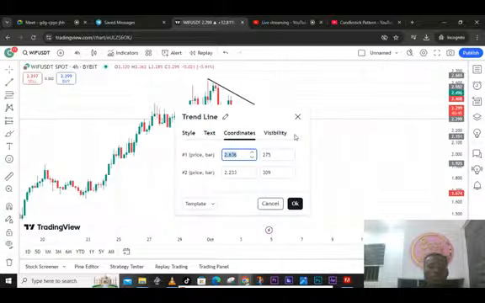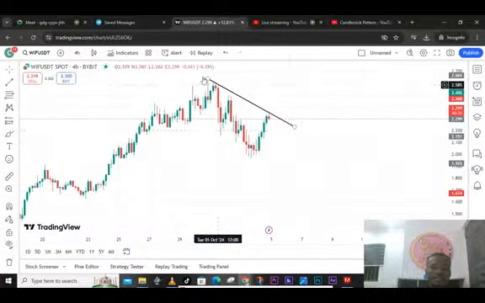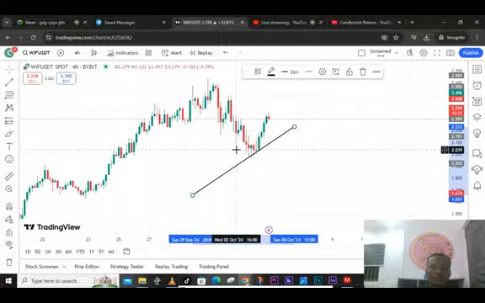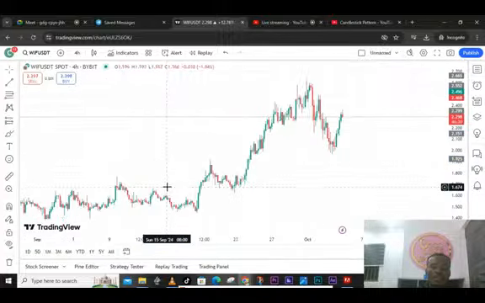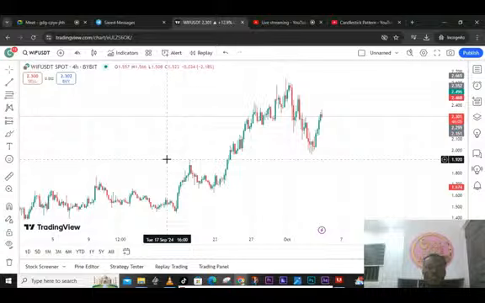Rule number one: for the uptrend trend line, it must be sloping from left to right. Rule number two: it must be below the price.